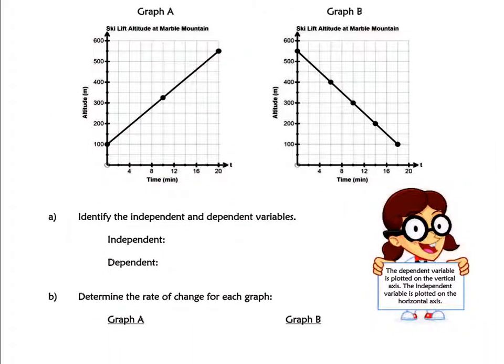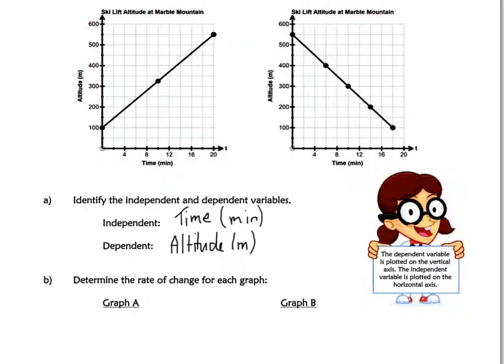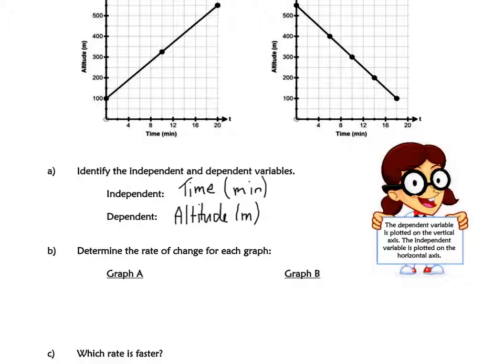If we look at the questions below and answer them according to these graphs, the first question is asking you to identify the independent and dependent variables. In both cases here, the independent variable would be time. And typically the independent variable is on the horizontal axis, so time in minutes for both of these graphs. And the dependent variable for both graphs is the altitude, or height, and that's in meters.